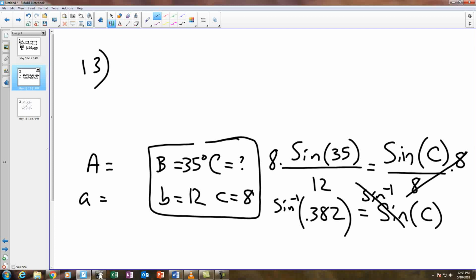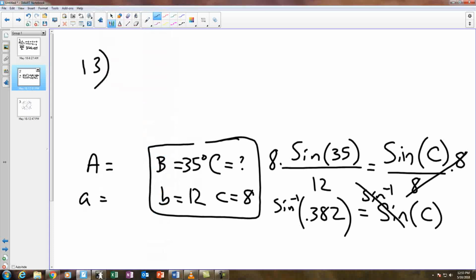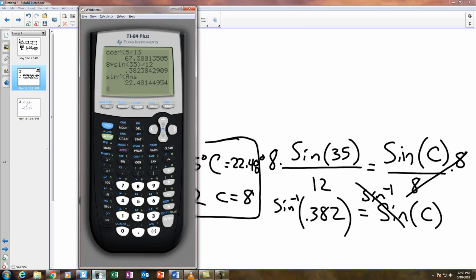If I take the sine inverse of that, I'm going to go second sine, second answer, and I get 22.48. I'll stick with 22.48. That's fine. So let me erase this question mark, and we'll put 22.48 right there. So now that I have all that information, I should be able to figure out big A, because I know that there's 180 degrees in a triangle.